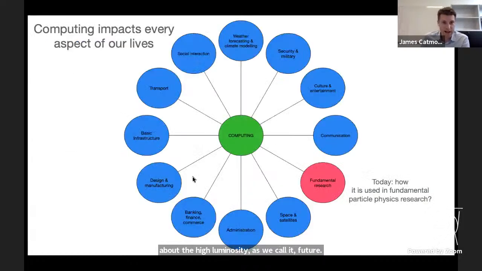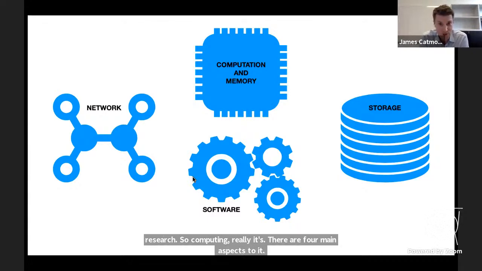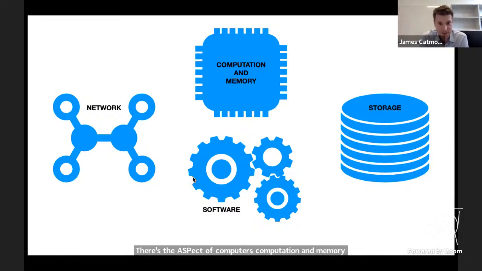Computing really impacts now every aspect of our lives. It's hard to think about anything that we do in our daily life that doesn't at some level involve computing. Today I will be discussing specifically how we use it to do our fundamental physics research. There are four main aspects to computing. There's the aspect of computation and memory itself, the machinery that actually does the calculations. Then there's the software that we run on that computation hardware, where we give it instructions for what we need it to do. We have storage, where we keep the data, and we have network for transmitting information between computers. I'll be discussing all of these in the next few minutes.